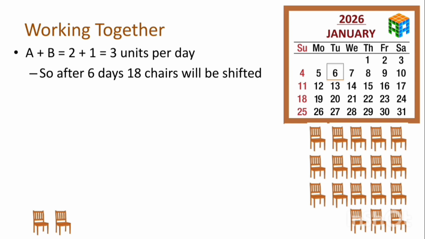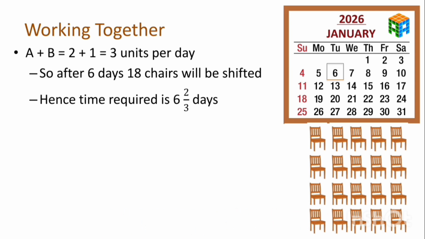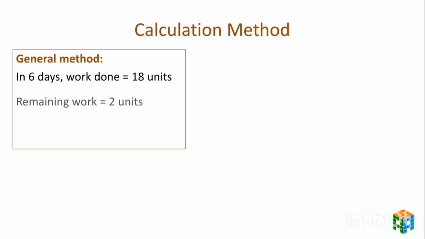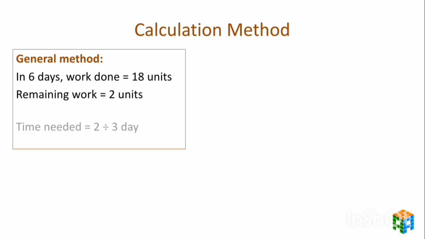Now the remaining work is 2 units. Therefore, the time required is 2 by 3 day. So the total time is 6 and 2 by 3 days. Let me compute using the general method. In 6 days, work will be 18 units. Remaining work is 2, so the time needed is 2 by 3 day.